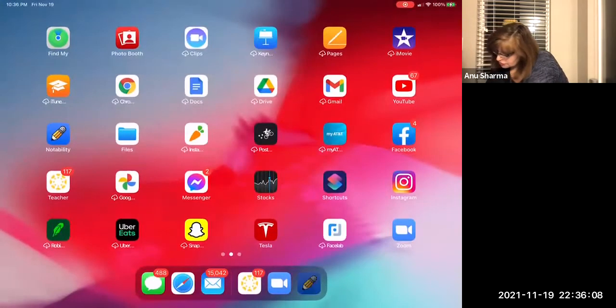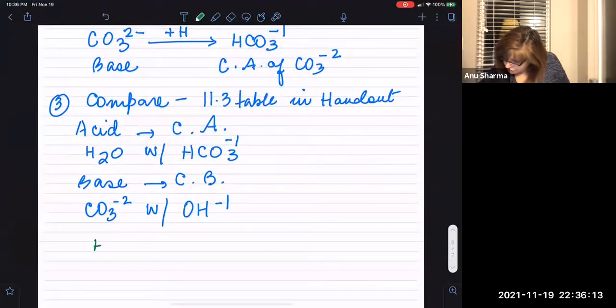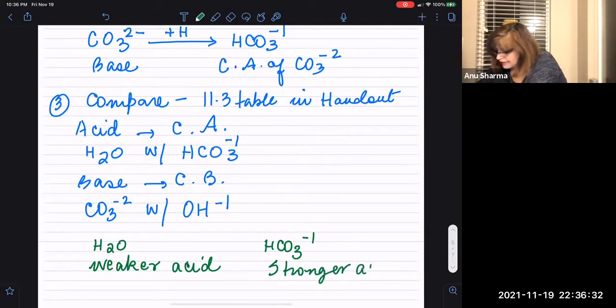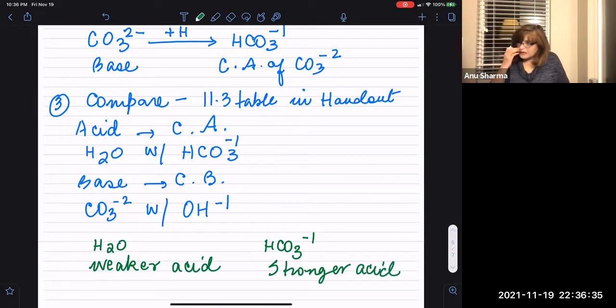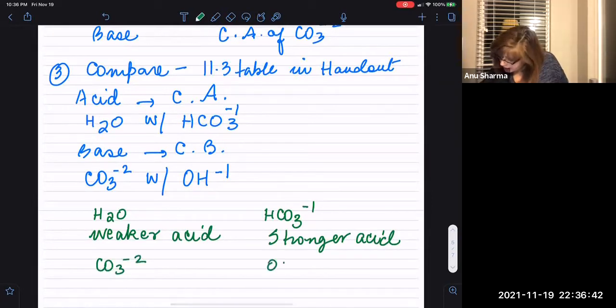So let's write this down: H2O is a very weaker acid. Bicarbonate, HCO3 1 negative, is, in comparison only, a stronger acid.